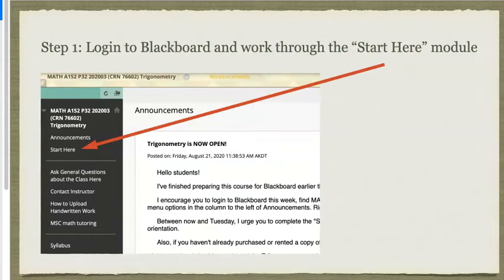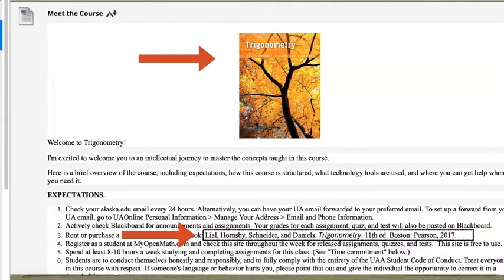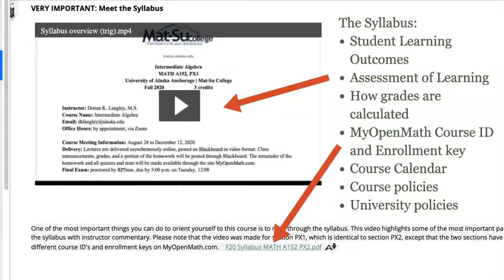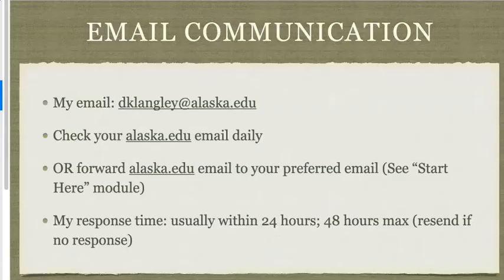Before we get started, let me just say that I have posted a Start Here module on Blackboard. Please log into Blackboard and work through the Start Here module. In the Start Here module, you will find many important things, such as the required textbook for this course, the syllabus, which includes how I do grading for this course, as well as the MyOpenMath course ID and enrollment key, course calendar, course policies, university policies, as well as standards for communication. My email is posted in multiple places, including on this slide. You also need to check your email regularly.